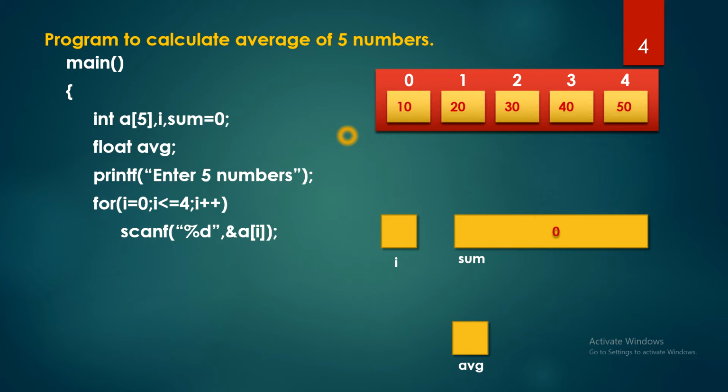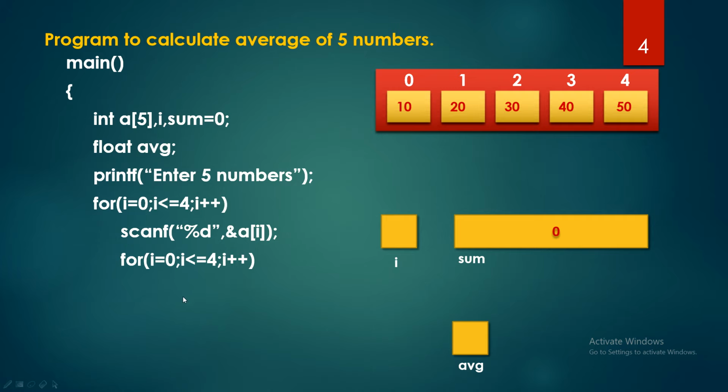Now your task is to add all the numbers and then calculate the average. So first add all numbers: 10 plus 20 plus 30 plus 40 plus 50, and then you have to get the average. So you have to first make the sum and then get the average. So how can you get the sum?